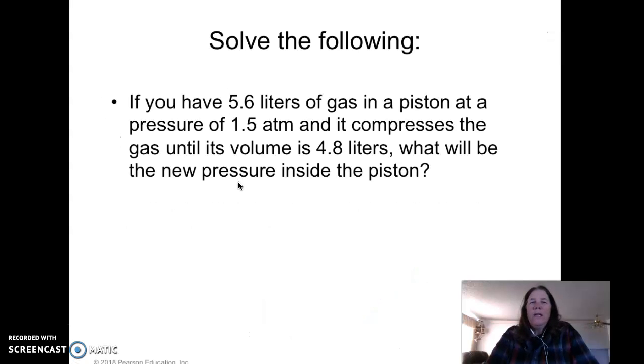Okay, so if you have 5.6 liters of gas in a piston at a pressure of 1.5 atmospheres, so we've got volume and pressure of 1, and we compress the gas, now we're going to change our volume from 5.6 to 4.3. What will be the new pressure? Okay, so what you do is you just multiply by those two and divide by that one.